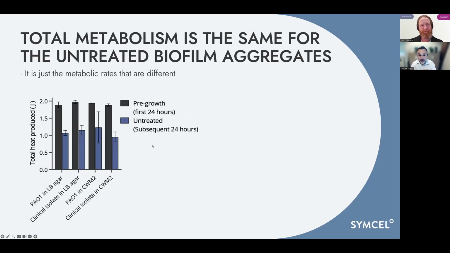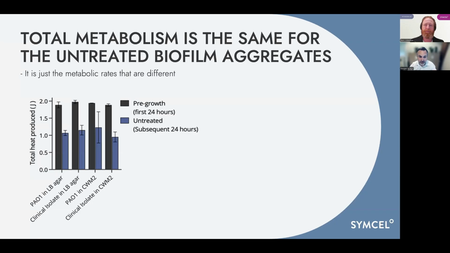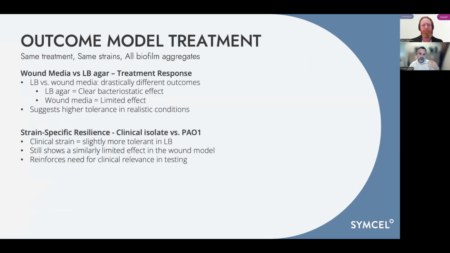And if we then look at just the total metabolism, how affected are these aggregates if you don't put any treatment on them and just ask how much energy they output? It's actually more or less the same. It's just the rate for them to get there that is very different. But the treatment really paints a different picture. So if we take a look at this outcome in this model, these were the same treatments, same strains, and all in biofilm aggregates. But the difference is really that in the LB agar, you had a severe bacteriostatic effect, whereas the wound media actually had a bit more of a limiting effect.